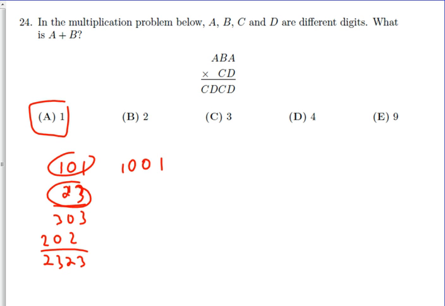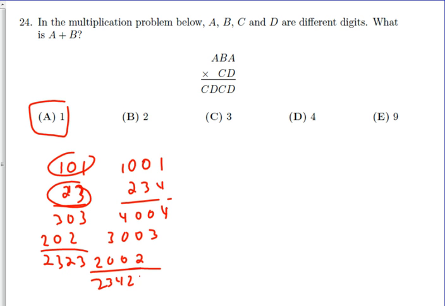This fact continues to be applied. If you do 1001 times 234 and you do your multiplication, you end up with a problem that looks just like this, and you end up with 234234. And this is a nice important multiplication trick, where if you multiply a two-digit number by 101, a three-digit number by 1001, and a four-digit number by 10,001, and so on and so forth, the same pattern continues. So that would have been an easy way to do it.